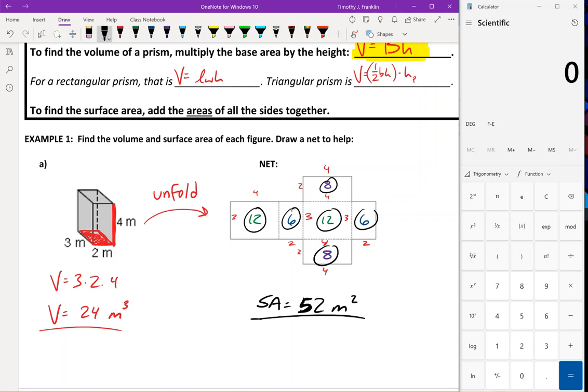Okay, now do you have to use a net every time? No, but it is helpful to kind of visualize what the shape looks like. So if you're having trouble getting all the sides and adding them up, often it is helpful to draw a net. And we'll draw a net for every example in the notes, but it's not 100% necessary for you to do every time. Just make sure you know what it means and you can visualize what it would fold back up into.